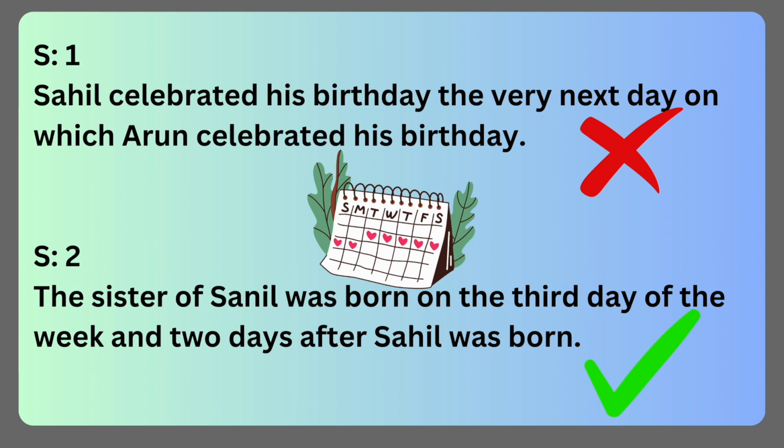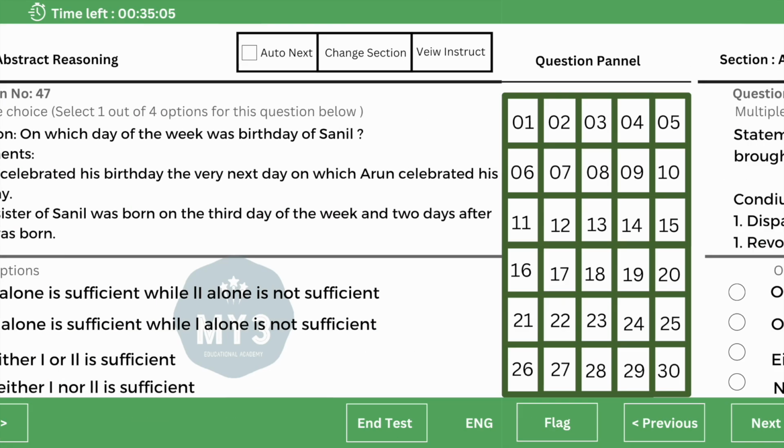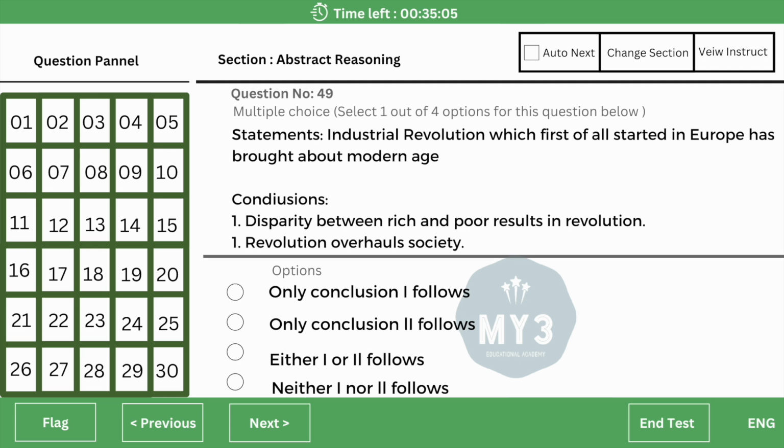but the second statement is definitely sufficient. You are able to figure out the day using that statement. So the answer must be statement 2 is sufficient for answering the question. You can mark the answer as option 2. Moving forward to another question.